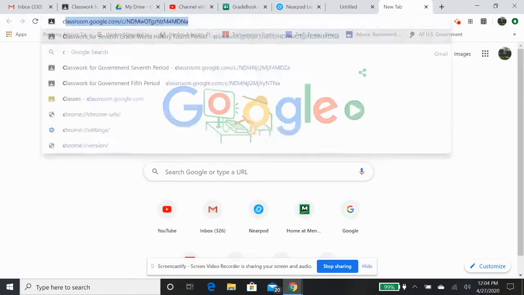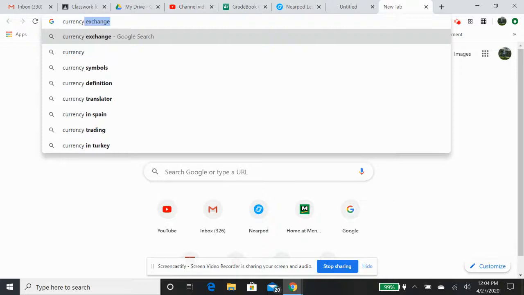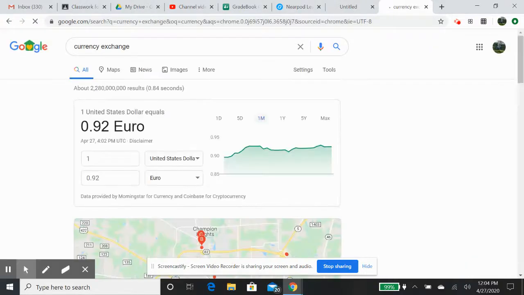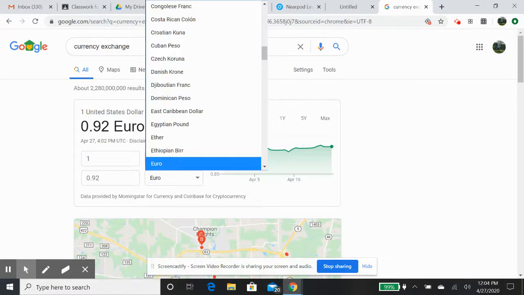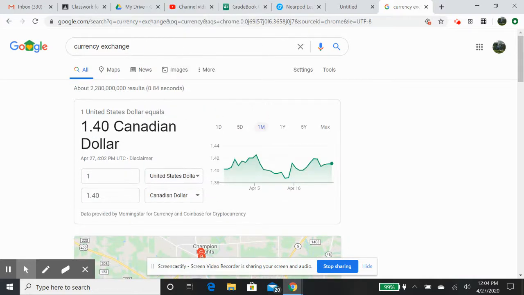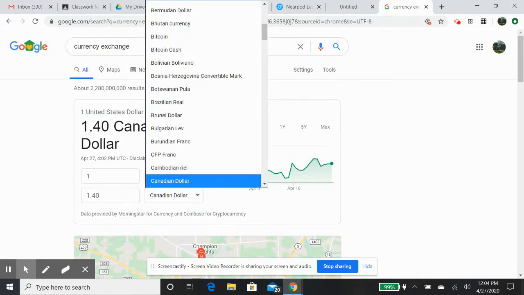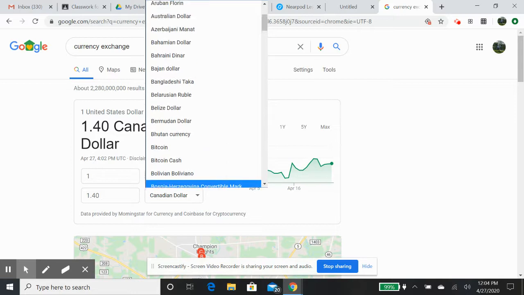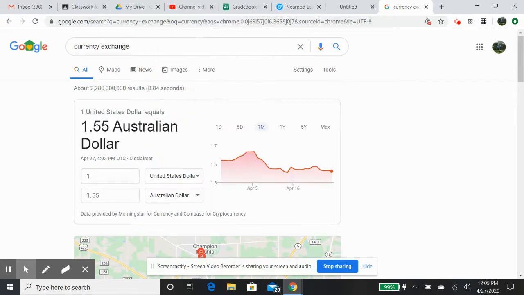So if we go and look at currency conversion exchange, we'll go with that. If you right now look at, let's say, the United States dollar to the Canadian dollar. Okay, so one US dollar is actually 1.4 Canadian dollars. Okay, so that's currency exchange. Let's look at the Australian dollar. You go to Australia from the United States. You give them $1, they're going to give you back about $1.55.